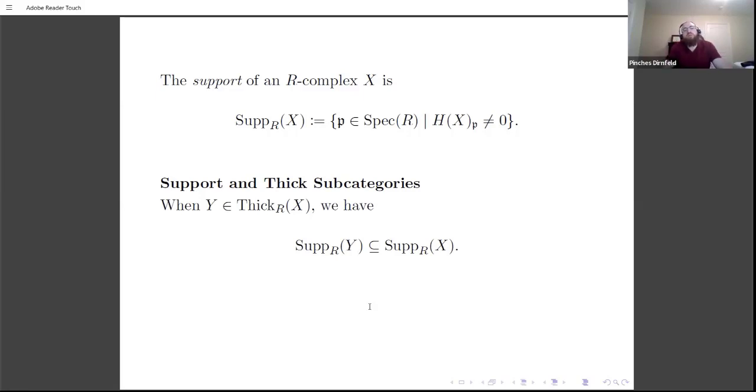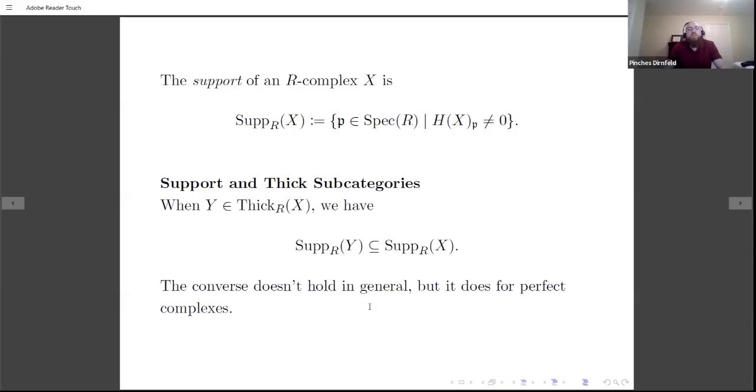And it's not too hard to see. For example, if you take some prime ideal that is not in the support of X, you can apply this exact localization functor, and you will see that Y_p has to be contained in the thick subcategory generated by 0. So that's one way of proving it. You can also look at it, if you know the constructive way of building thick X, there's another way of seeing that.